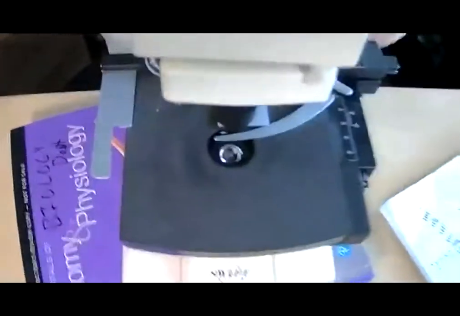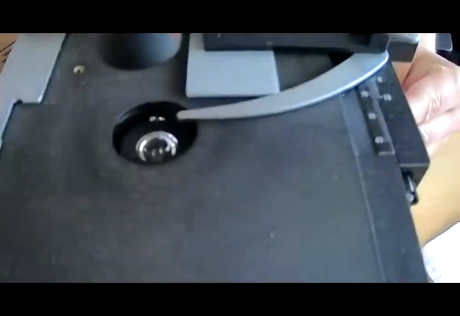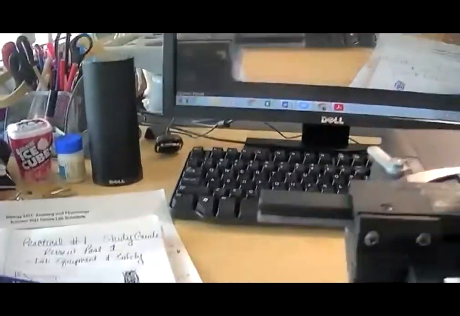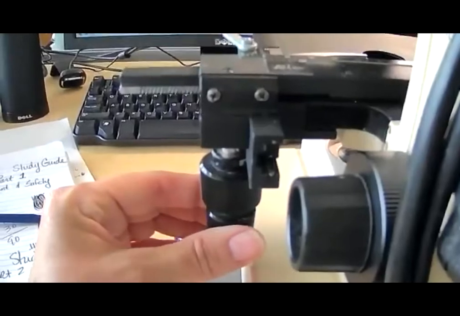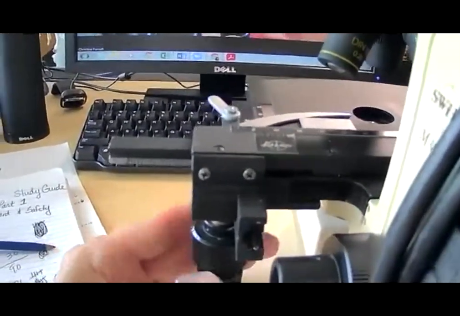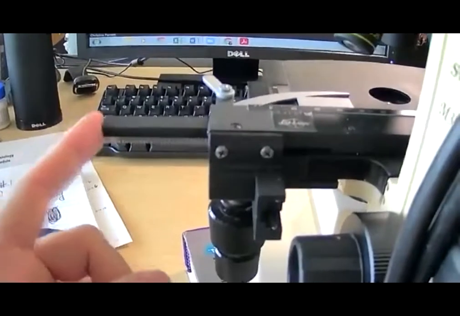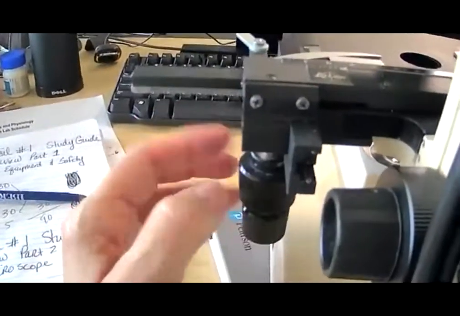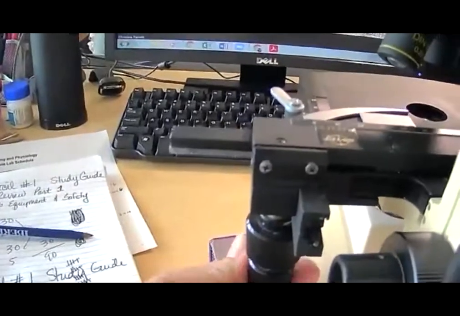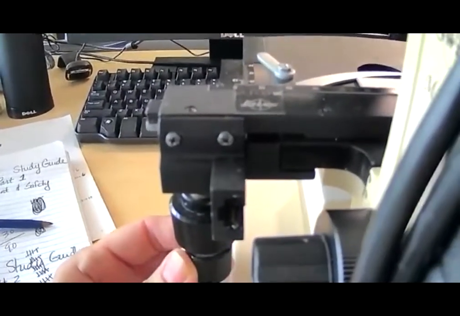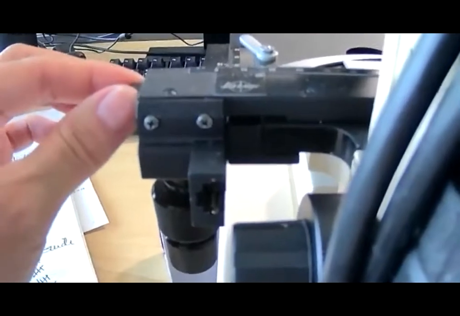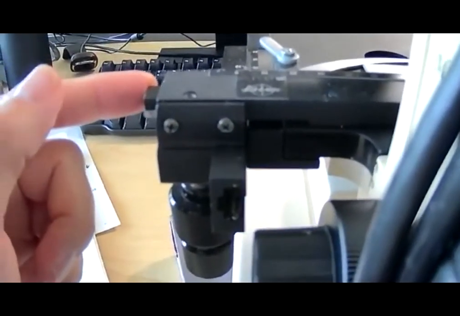Then you also want to center this stage. I'm trying to get the best angle for you. You see right here, this stick sticking out, that means that the stage is not centered. So you want to take these two little dials here, and you're going to move it until that little arm right there gets centered in the very middle of the microscope, so that when you're putting it up, that arm does not catch and break off.